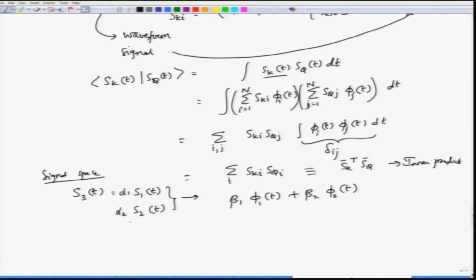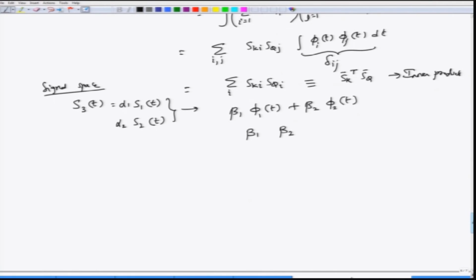If you go back to S1 and S2, they are already orthogonal, therefore their orthonormal functions would also be phi 1 of t and phi 2 of t, which have been scaled to get the energy equal to 1. So, I can write down this S3 of t in terms of these vectors, or equivalently simply specify it in terms of beta 1 and beta 2. Then geometrically I can represent this on a phi 1 axis and phi 2 axis as a vector whose components are beta 1 and beta 2. We will talk about it later.